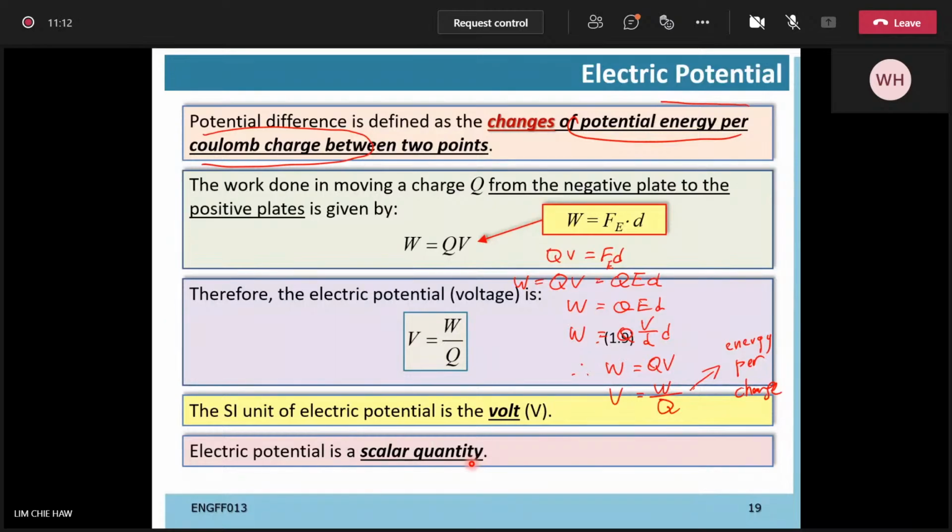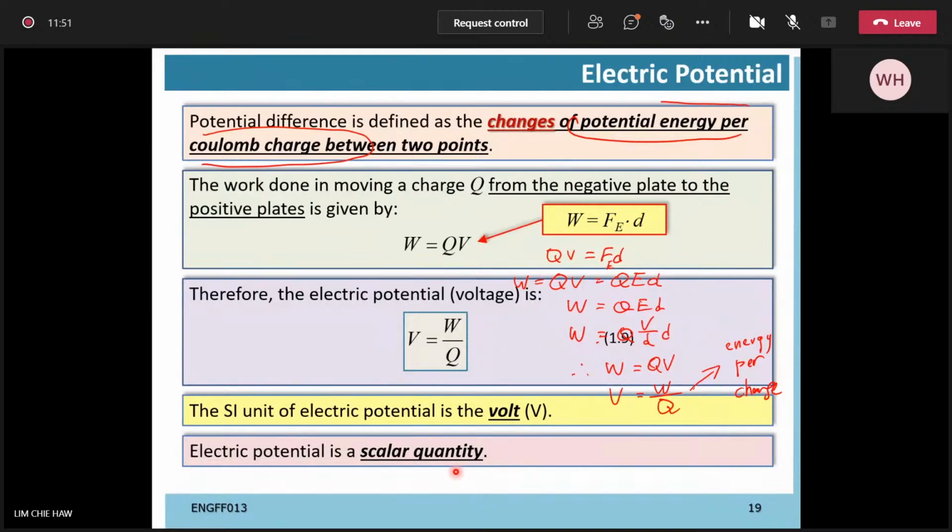You can observe this from the equation: V equals W over Q. W is energy, and we all know energy is a scalar quantity. Since high school, you already learned that. Charge is also a scalar quantity. So scalar divided by scalar, definitely V, the electric potential, is also a scalar quantity. Therefore the way we handle electric potential problems, we have to do it in a scalar way.